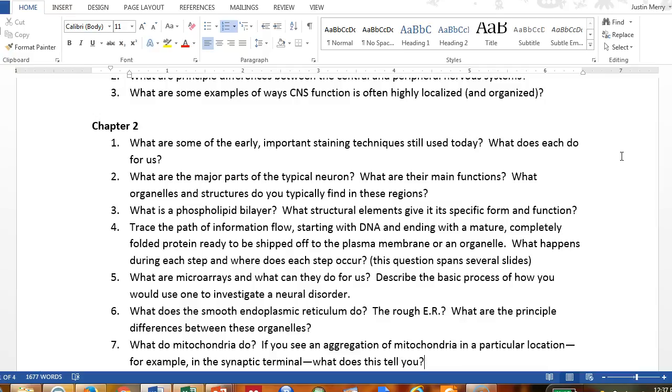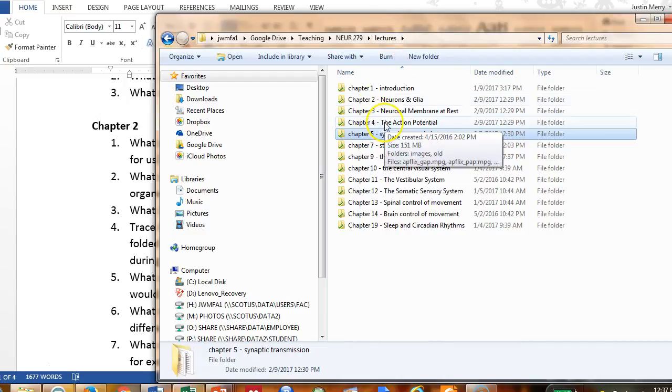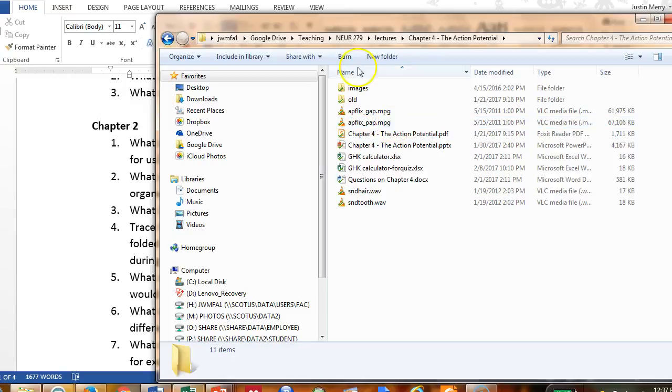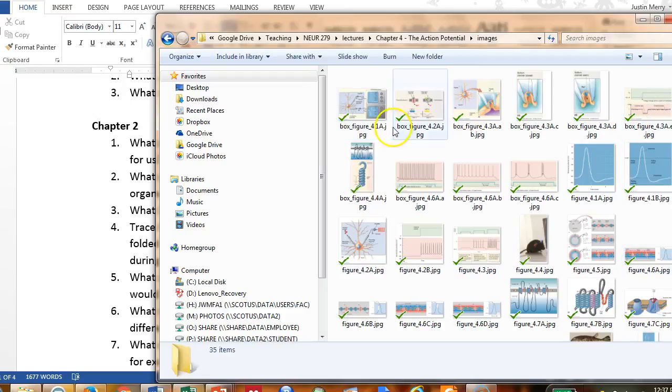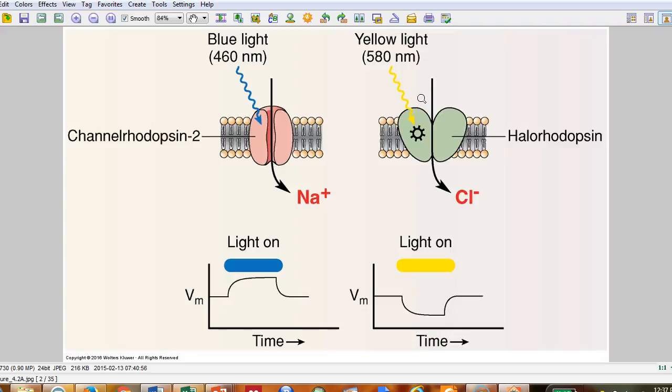Could you explain optogenetics again? Yeah, so the idea, optogenetics. Do I have a figure? I don't remember what chapter that was. Is that 4 where we talked about that? Yeah. The idea with optogenetics is that this is a new technique where basically they discovered some channels, I think in bacteria, that sounds right, that are responsive to light.